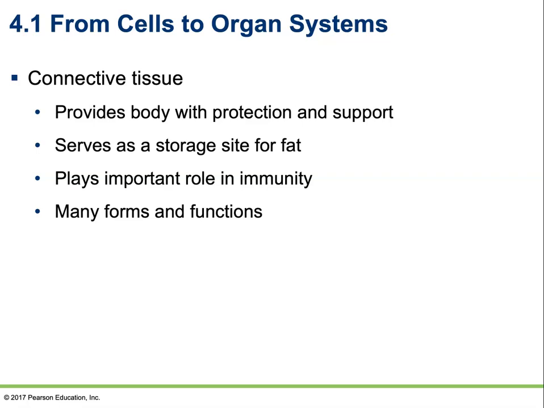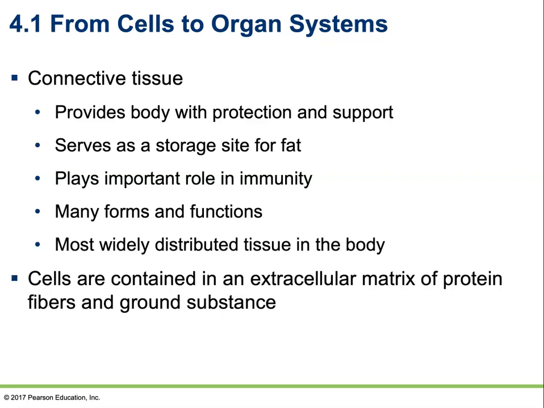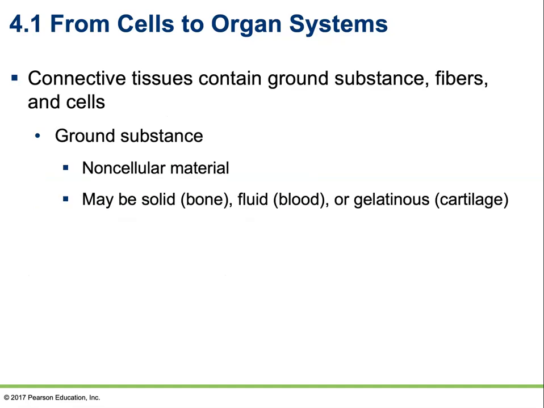This is the most widely distributed tissue in the body. Cells are contained in an extracellular matrix of protein, fibers, and ground substance. What we're going to find in connective tissues is that we don't necessarily have a rigid organized structure as we do with our epithelial tissues, where we have layers and layers of cells stacked on top of each other. What we're going to find is cells sort of floating in an extracellular matrix. So you're going to see lots and lots of protein fibers, and cells sort of suspended in that when we're looking at various connective tissues.